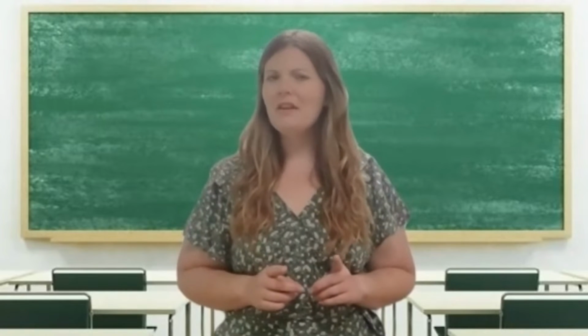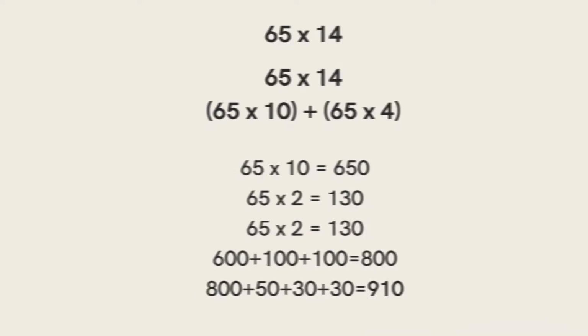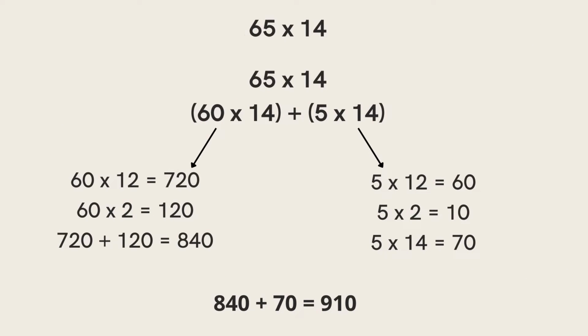Did you maybe solve it like this? First solving for 65 times 10, and then 65 times 4, and then adding them together? Or maybe you solved it by breaking apart the 65 into 10s and 1s.